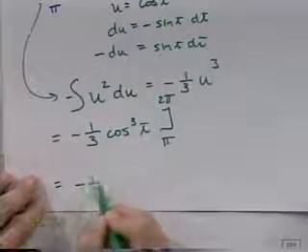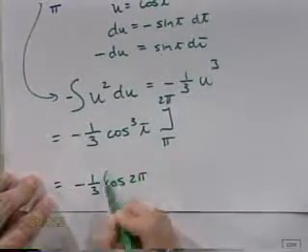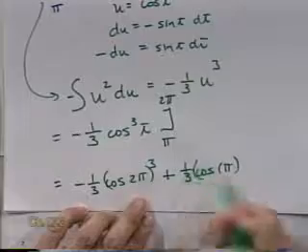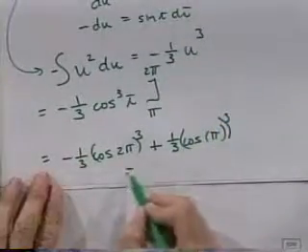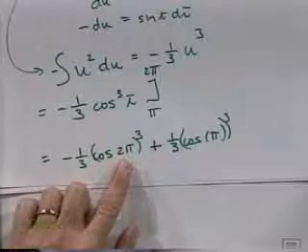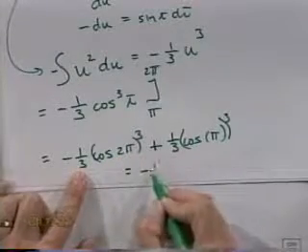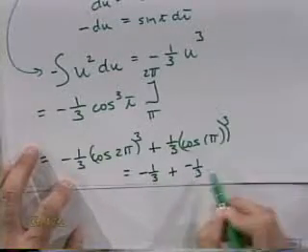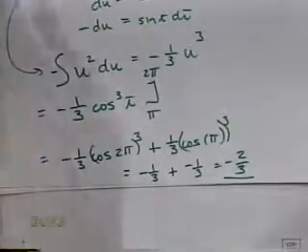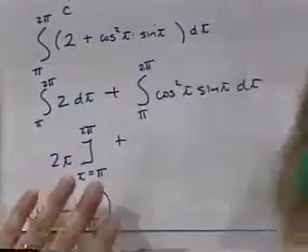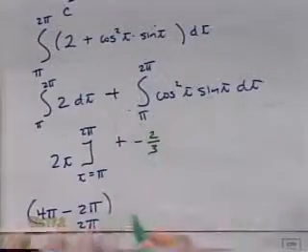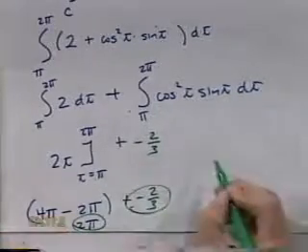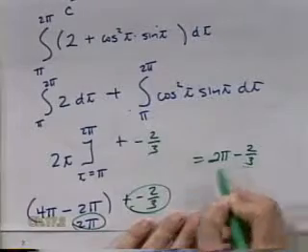And so if I plug in, I have minus 1/3 cosine of 2 pi cubed. Minus a minus is a plus, 1/3 cosine of pi cubed. And let's see, cosine of 2 pi is 1. So 1 cubed is 1, that's minus 1/3. Cosine of pi is a negative 1. A negative 1 cubed is minus 1, so that's a minus 1/3. So that's minus 2/3 for that second integral. So coming back here, we just figured out this second integral is minus 2/3, and this one was 2 pi. So we're going to add 2 pi and minus 2/3, or our final answer is 2 pi minus 2/3.